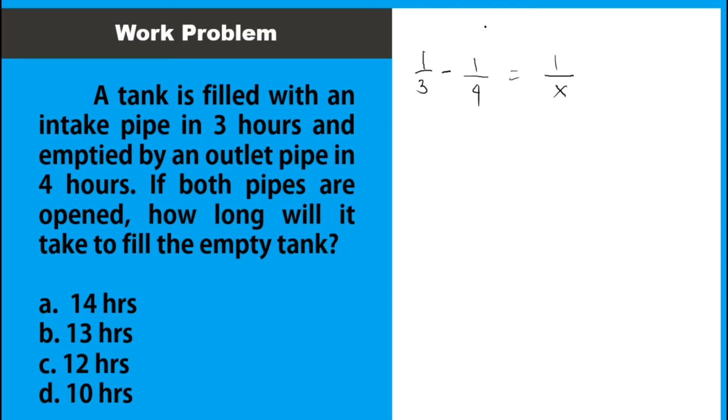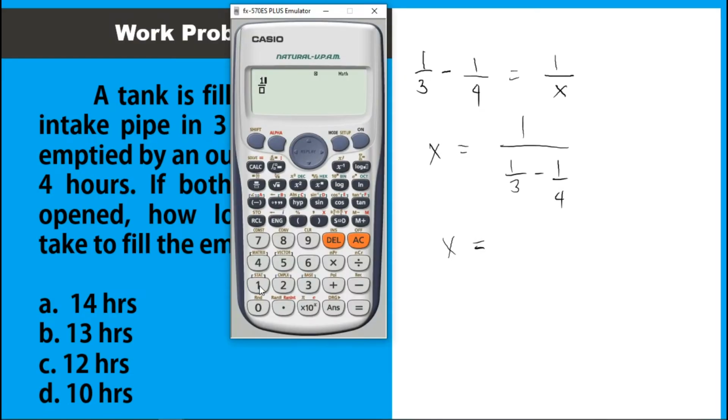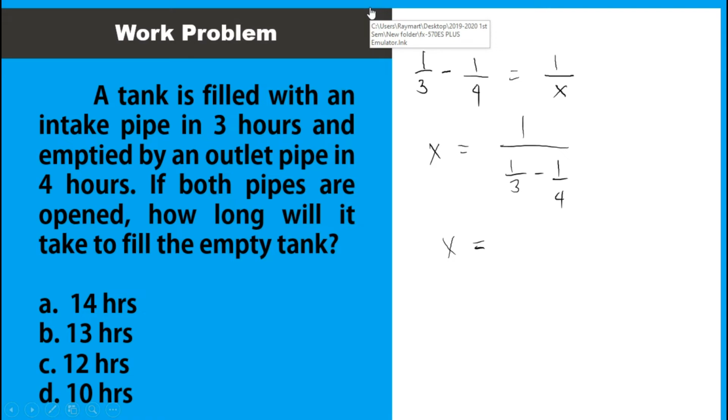So let's apply that formula. It is minus because the outlet pipe lessens the job done by the intake pipe. We have x equals 1 over 1/3 minus 1/4. So you have 12 hours.